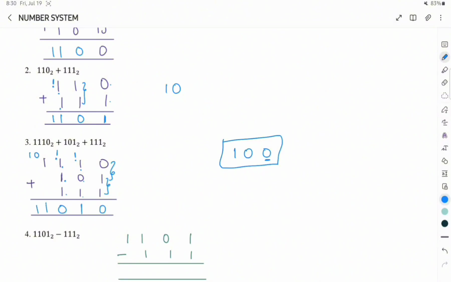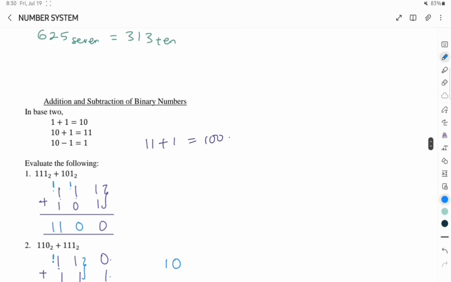So you can use this method of taking 1 plus 1 as 10. It is actually not pronounced ten, it's just one-zero. 10 plus 1 as 11.